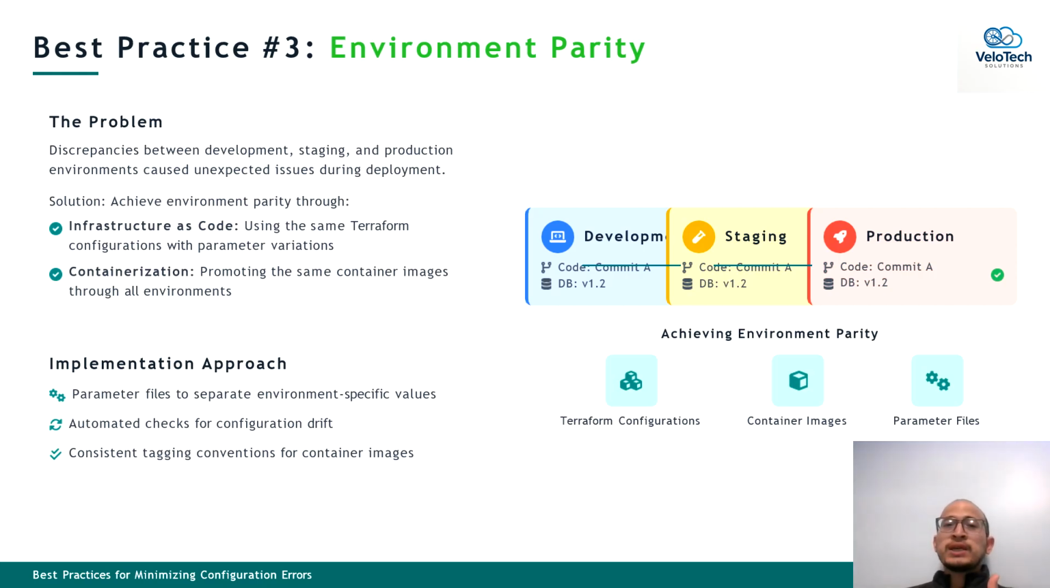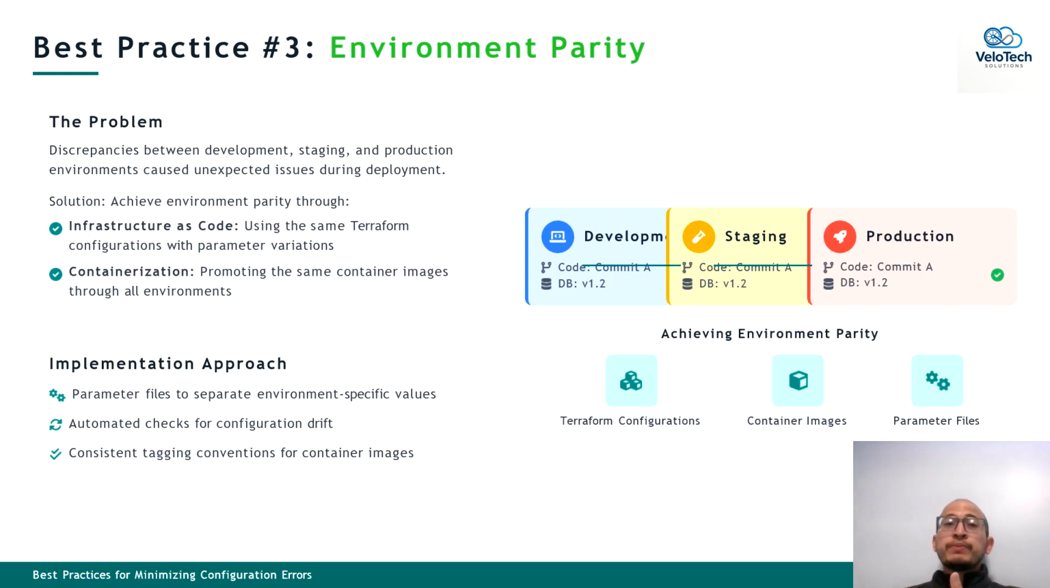First, using infrastructure as code. They used the same Terraform configuration across all environments, just with parameter variation. Development might have smaller servers than production, but the configuration structure was identical. Second, containerization. They promoted the exact same container images through all environments. The container that ran in development was the same one that ran in staging and eventually production. No rebuilding, no recompiling, the same artifact moving through the pipeline.